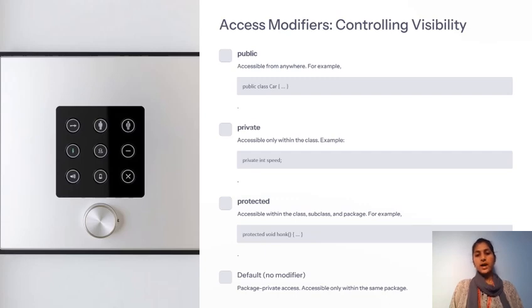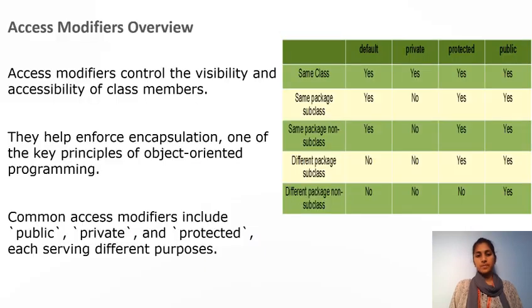Protected. Accessible within the class, subclass, and package. For example, protected void. Default, package-private access. Accessible only within the same package. We can access this only in the same package. If not so, it can't be accessed.